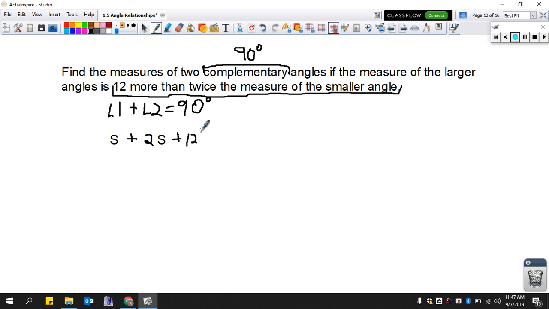And this is the larger angle right here inside the parentheses. This is one of the angles, the expression for one of the angles, is equal to 90. Okay, and then we just go ahead and use our algebra skills and we solve this equation. To do that, we're going to combine our like terms. S plus 2S is 3S.